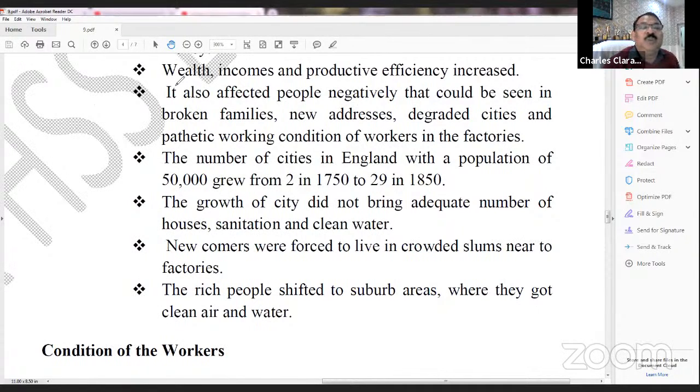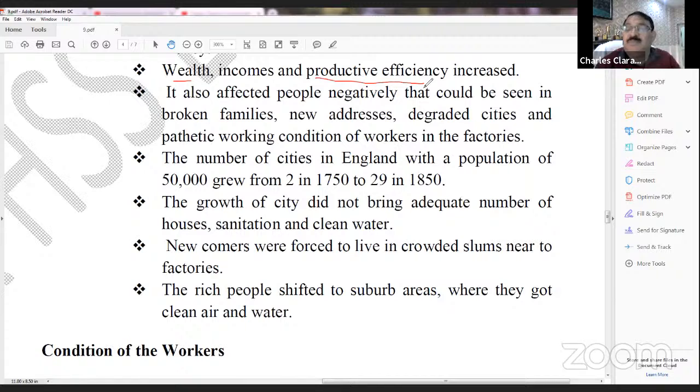Now we're talking about wealth, incomes and productive efficiency. So wealth, incomes, productive efficiency, that means the ability to produce increased. Earlier people were making just a few goods. It was taking a lot of time. Now machines became better. Machines became more efficient. Machines were running on coal. Machines were running on steam power. Transporting them was easier. You could use canals. You could use the railway. It was becoming cheap.